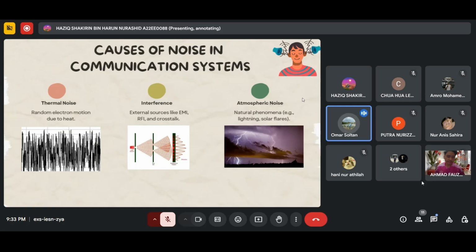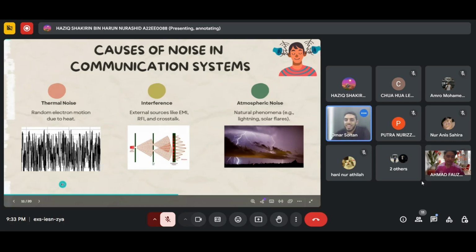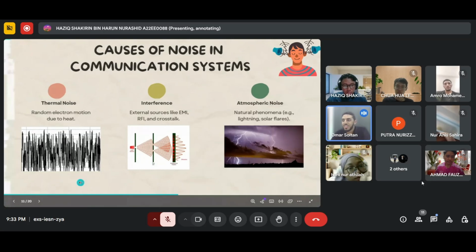So I would like to talk about the causes of noise in communication systems. As Mr. Fauzan has mentioned earlier, we have two big problems in communication systems, which are noise and loss. These things can mess up the signals, whether you're using Wi-Fi, cables, or even fiber optics. So let's break it down.